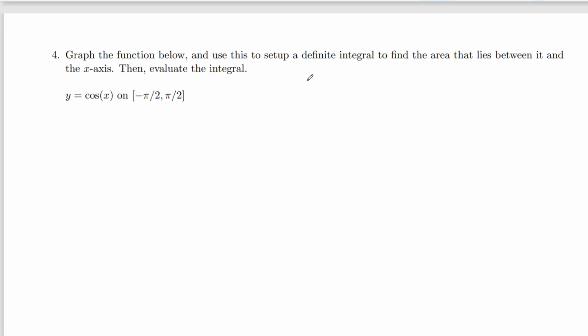And then use this setup to set up a definite integral to find the area that lies between it and the x-axis. Then evaluate the integral. Well, we want to graph y equals cosine of x from negative pi over 2 to pi over 2. So let's go ahead and do that.